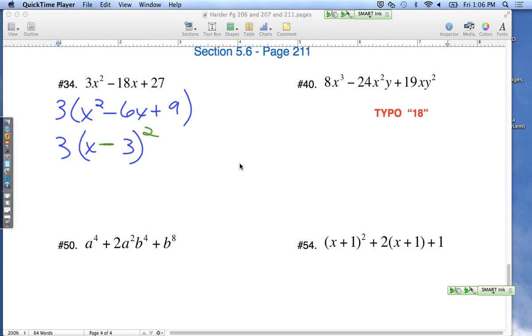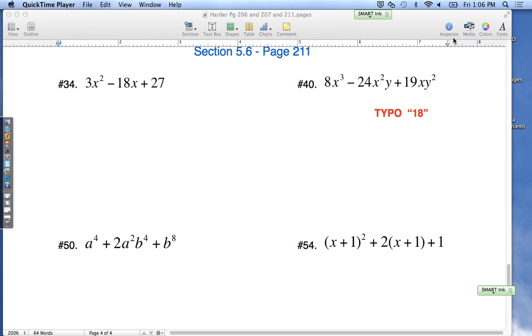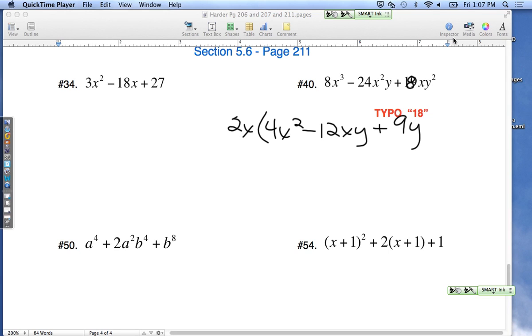Number 40 has a typo in it, so make the 19, change that to an 18. And then number 40, 2x is common across the board. So make that an 18xy squared. So 2x is common to everyone. When I remove a 2x, then what I have left over, and again, don't let that second variable throw you off, then what I have left over is a perfect square trinomial.